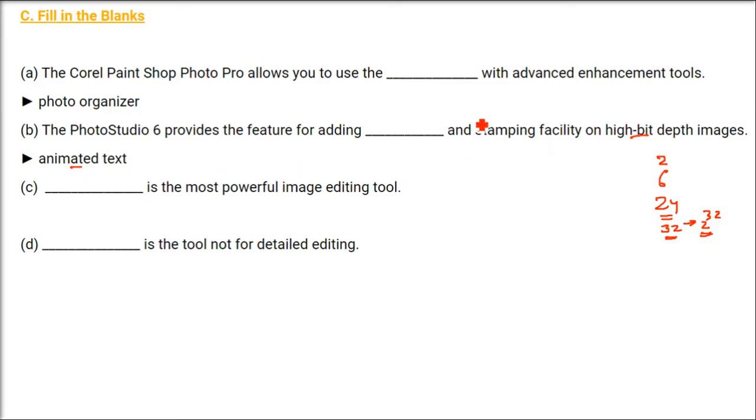So this has animated text. You can have an animated text stamping facility, and that too on high bit depth image. Dash is the most powerful image editing tool. Now the answer is Inkscape, but you can have any. You can have GIMP, you can have Photoshop, etc. Dash is the tool not for detailed editing. So you can name it here as, say, Paint. The answer can be Paint, right? Why? Because I just showed you Paint has some basic image editing that is sufficient most of the time. You don't need to have GIMP and Photoshop always.